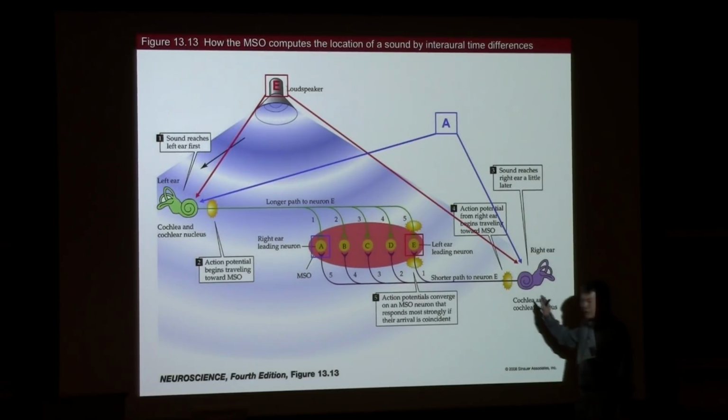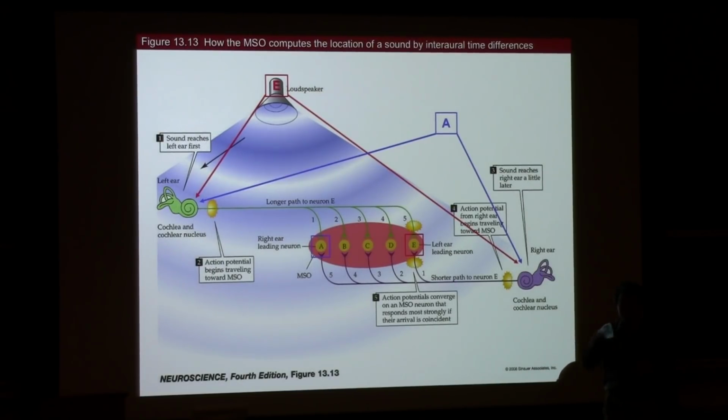This mechanism only works when there's phase locking in the auditory nerve. Because phase locking is a very refined timing, this allows you to measure simultaneous arrival down to microseconds. Okay. Now then, here's a question.